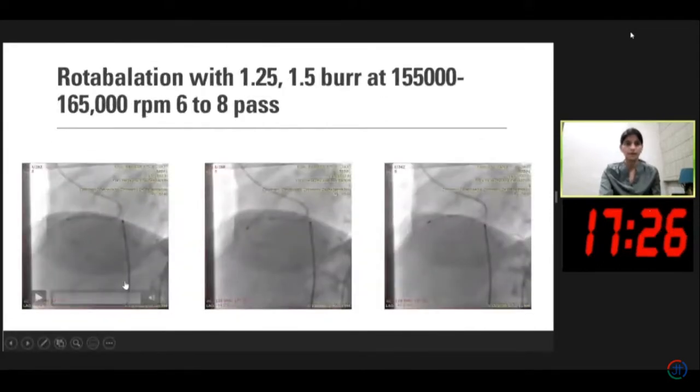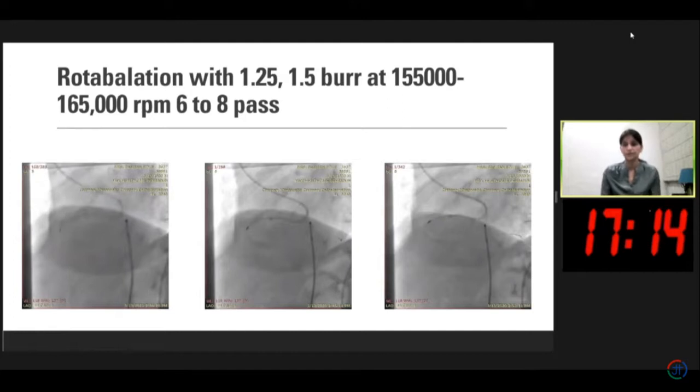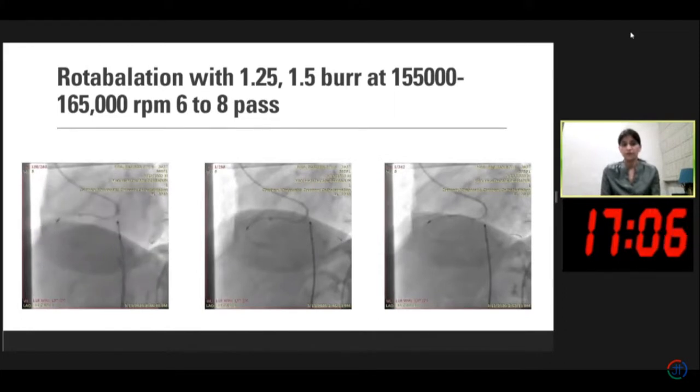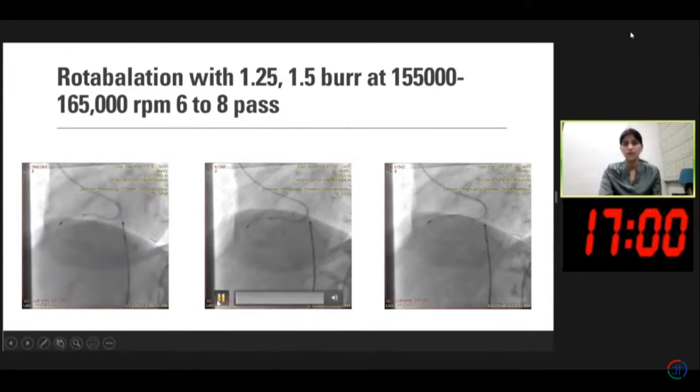Then with the Dynaglide mode, we brought the rota burr to the mid RCA site. To my surprise, there was a jump when I did the rota. As you can see in this first view, there was a jump, and then we decided to rota with a 1.5 burr. The burr speed was 165,000 RPM, and we did 6 to 8 passes.